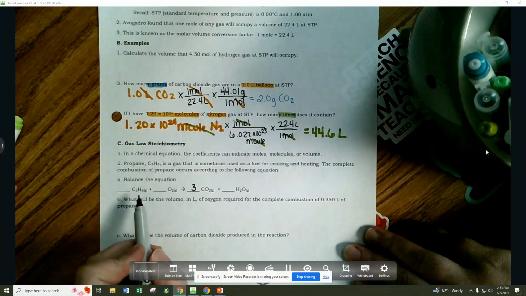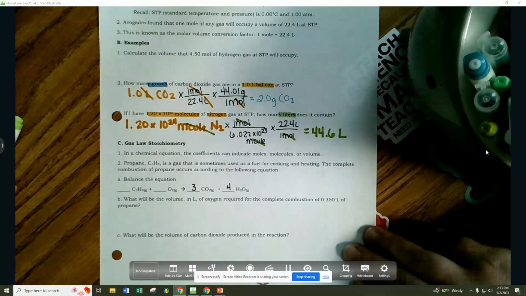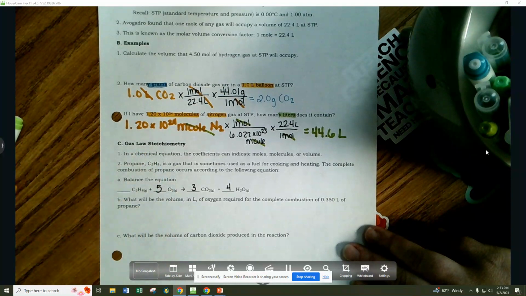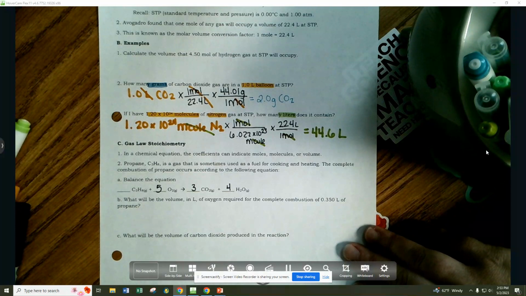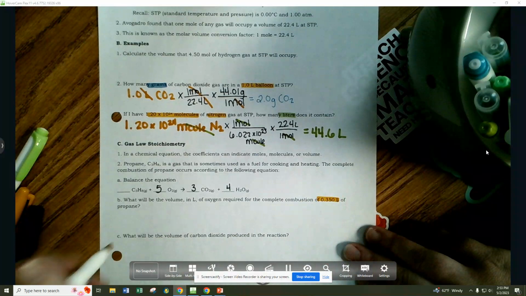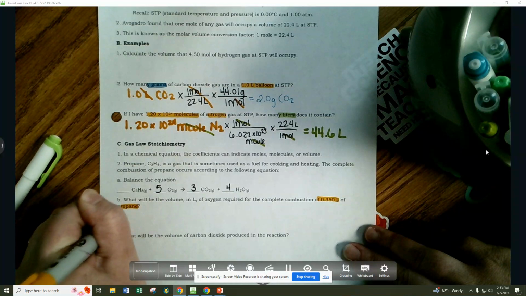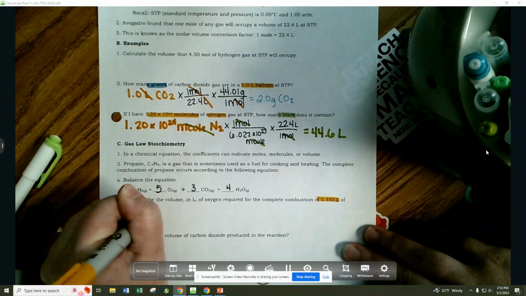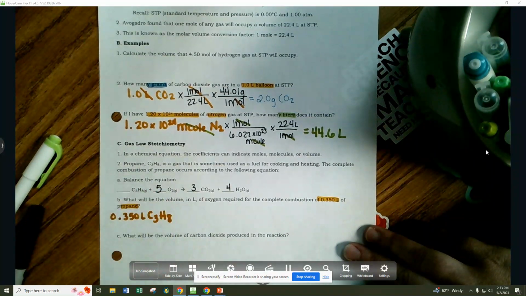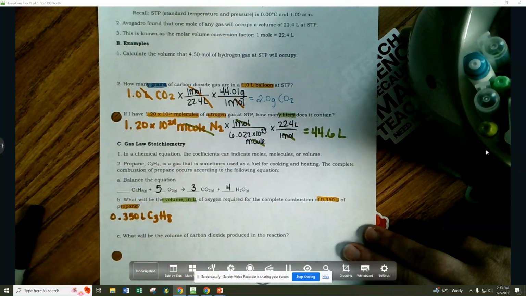You should balance hydrogen next. There's 8 here. So to get 8 on the product side, I need a 4 in front of my water. 3 times 2 plus 4 times 1, grand total of 10. I'm going to put a 5 here to get 10 total oxygen. Okay, so again, like up above, we have a given. And so I have 0.350 liters of propane. Propane is a C3H8. What it wants us to solve is what will the volume be in liters of oxygen.